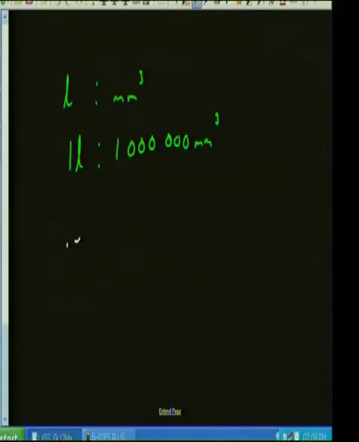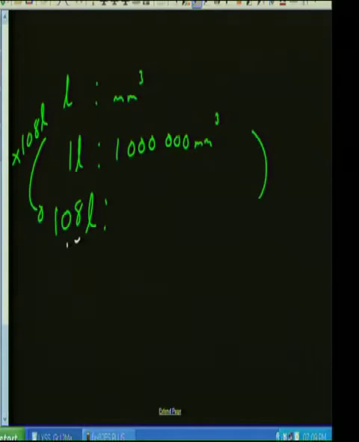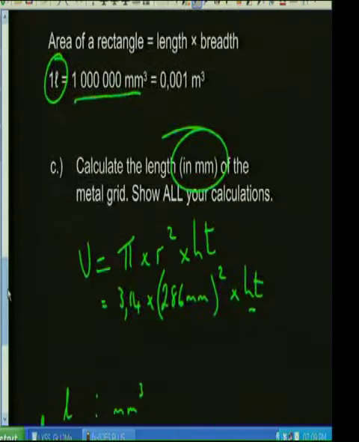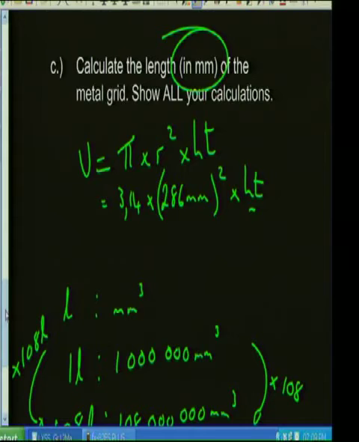So we're going to go down here and say 108 liters. How did I get this one to become 108? Multiplied by 108. What am I going to do this side? I'm going to multiply by 108. And folk, 1,000,000 times 108 is going to give me 108 million millimeters cubed. So I know that my volume is 108 million millimeters cubed.